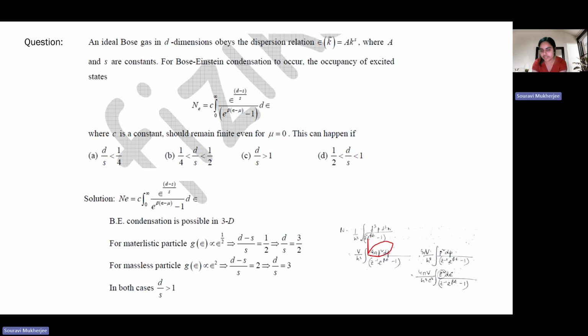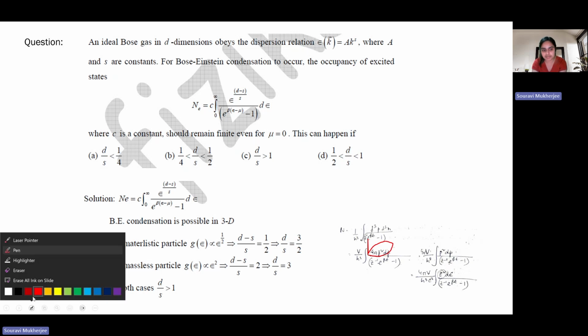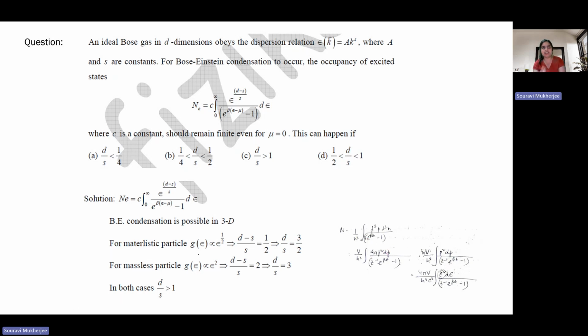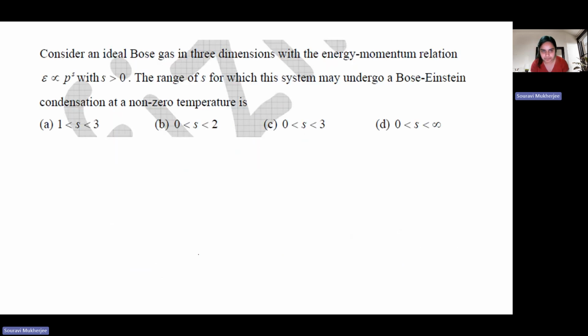That's why you have 4 pi p squared dp. If it is in 2 dimensions, you would have a 2 pi p dp kind of phase space volume, right? So based on the dimension of your phase space, your volume element, I mean how you define the hypersurface or the hypervolume, would change, whether it's 3D or 2D. So accordingly, your density of states would change. So be careful about that.